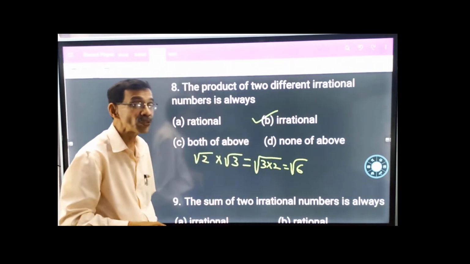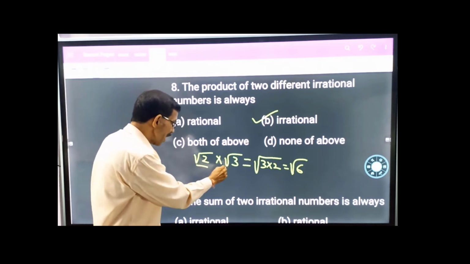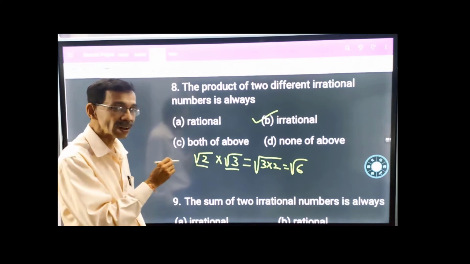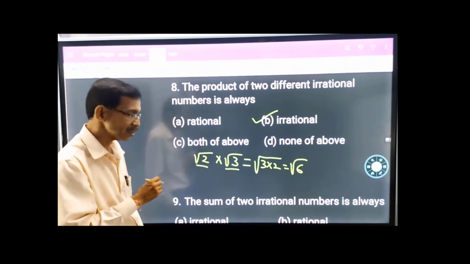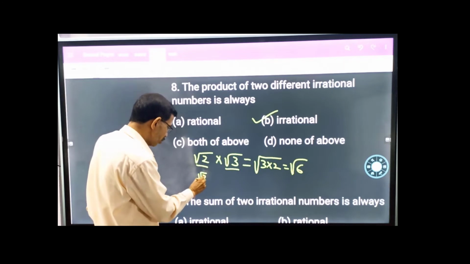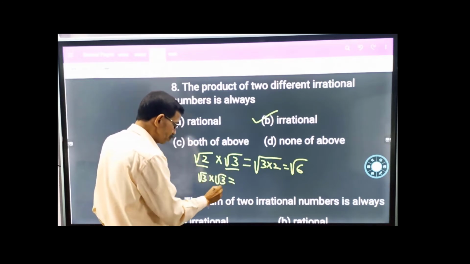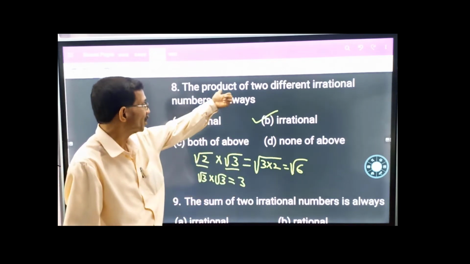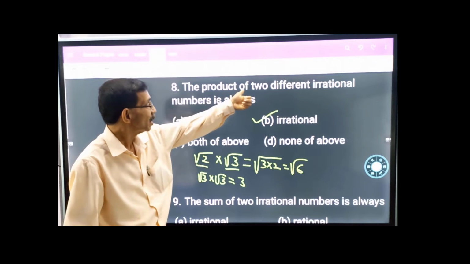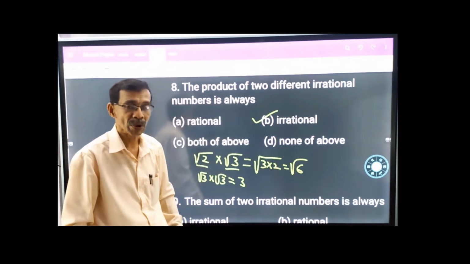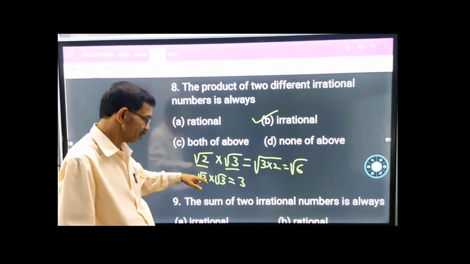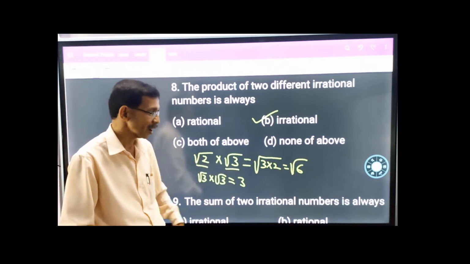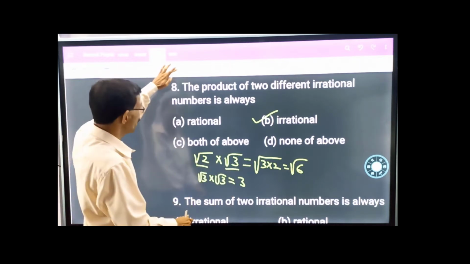So why is it said two different irrational numbers? Root 2 and root 3, these are two different irrational numbers. But if you take the product of the same irrational numbers, for example, root of 3 multiplied by root of 3, this will be equal to 3, and this is a rational number. So that is why in the problem it is given the product of two different irrational numbers and not the same irrational numbers. If the product of the same irrational numbers is there, then it becomes a rational number. Let's go to the next one.